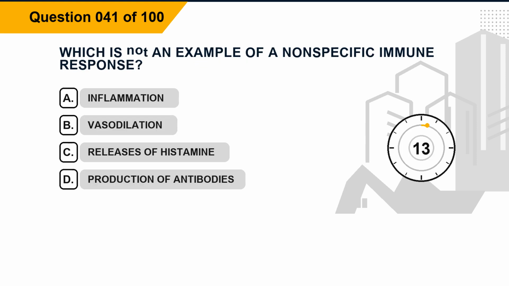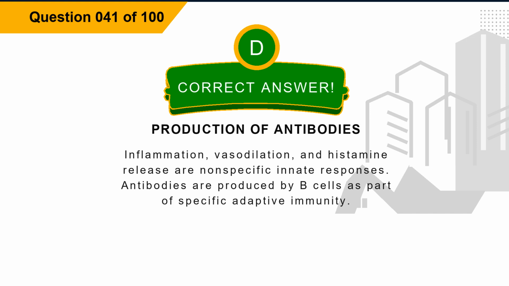Question 41. Which is not an example of a nonspecific immune response? Option A, inflammation. Option B, vasodilation. Option C, releases of histamine. Option D, production of antibodies. The correct answer is option D, production of antibodies. Explanation. Inflammation, vasodilation, and histamine release are nonspecific innate responses. Antibodies are produced by B cells as part of specific adaptive immunity.